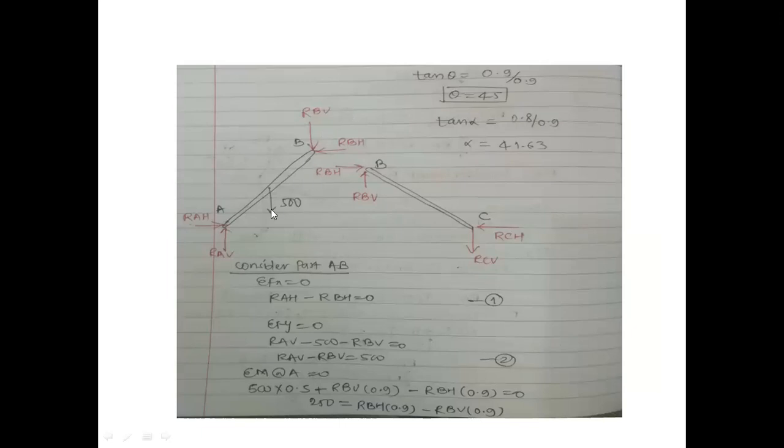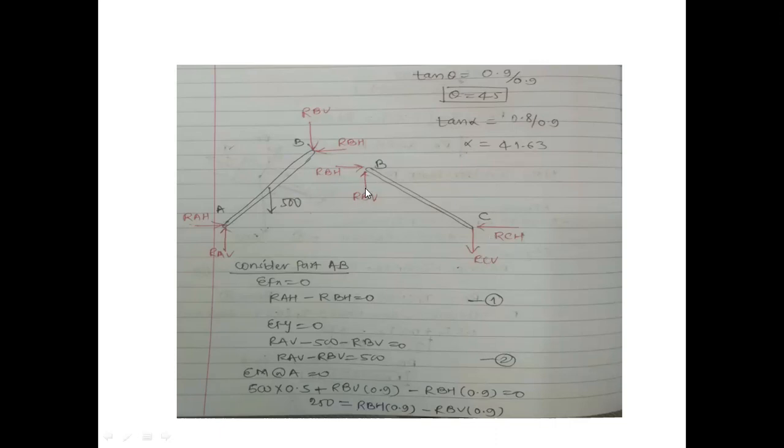I have drawn the FBDs also. Please look at this portion only. If RBV is going down in this portion, RBV in the BC portion should be upward. Then and only then you can correct the problem. RBH in this portion is going leftward, so it has to be rightward in this portion. RBH is going rightward. For that reason, RCH I have marked in a leftward direction.